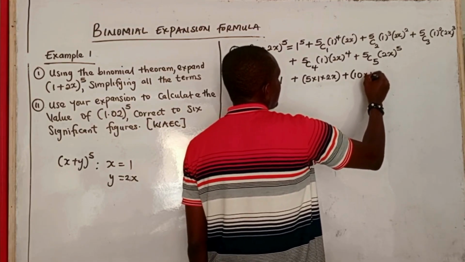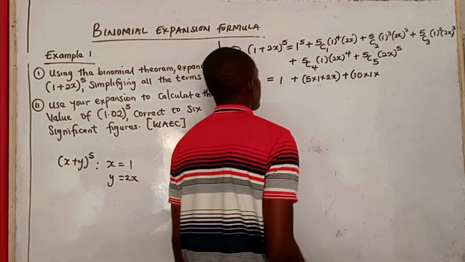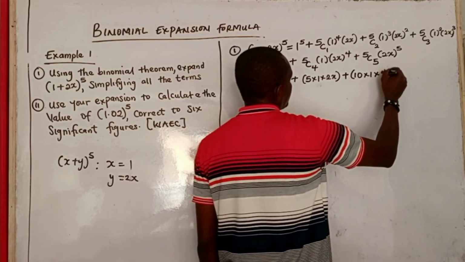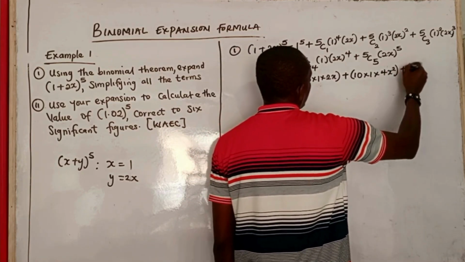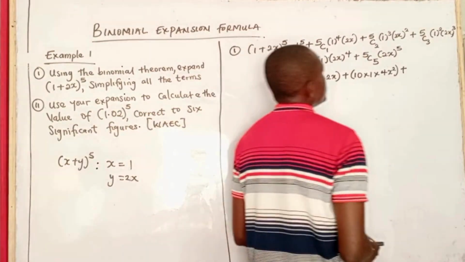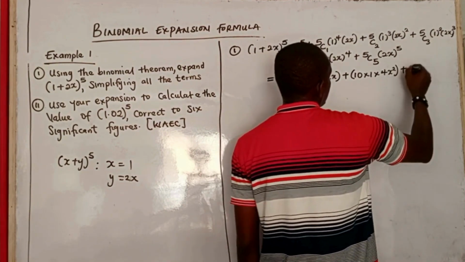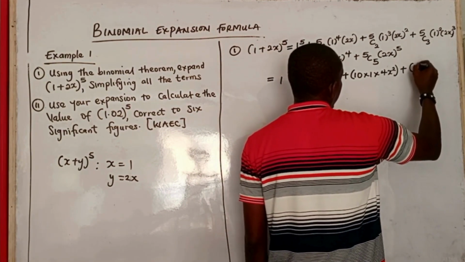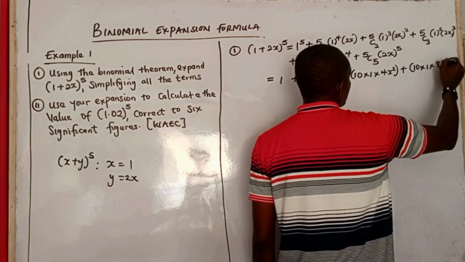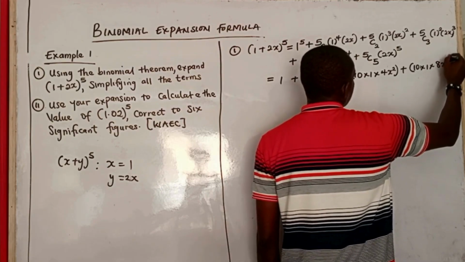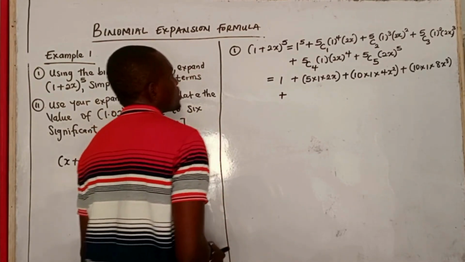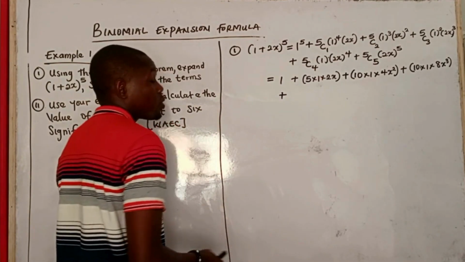So we are going to have 10 times 1 times 2x to the power of 2, that will give us 4x squared. Then plus 5 choose 3, also the same thing as 10, if you work that on your calculator. So we are going to have 10 times 1 times 2 to the power of 3, which is 8, so we have 8x to the power of 3. Then the next one is plus 5 choose 4, that will give us 5.